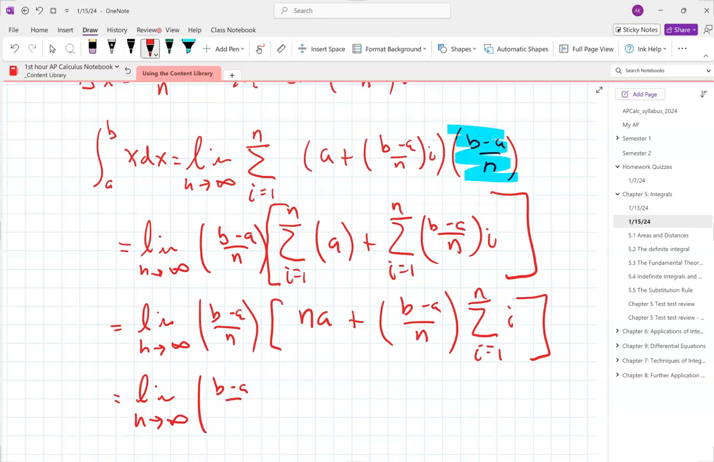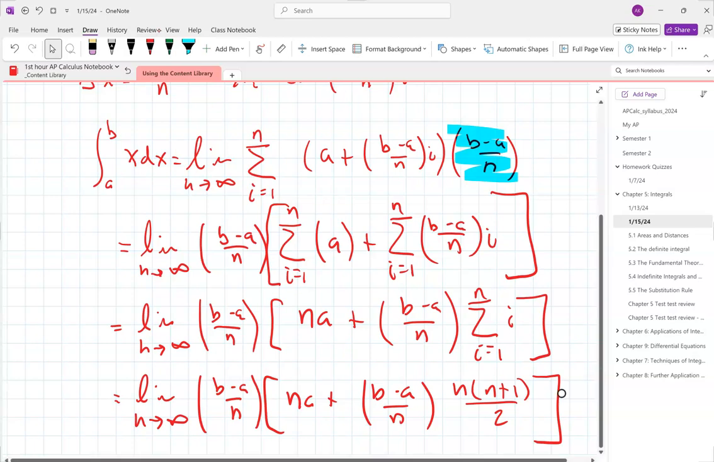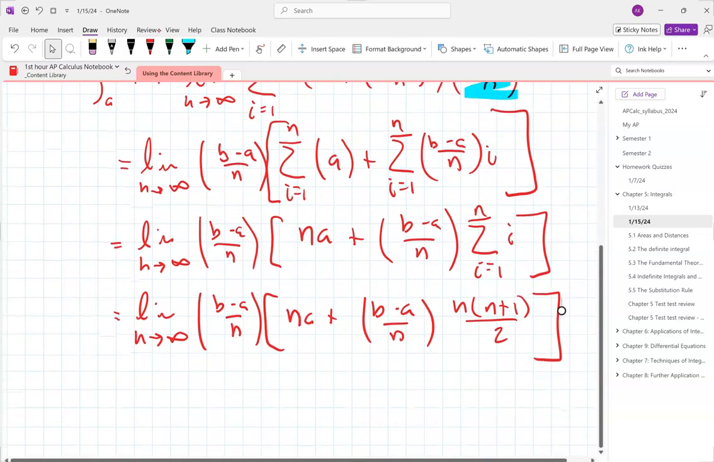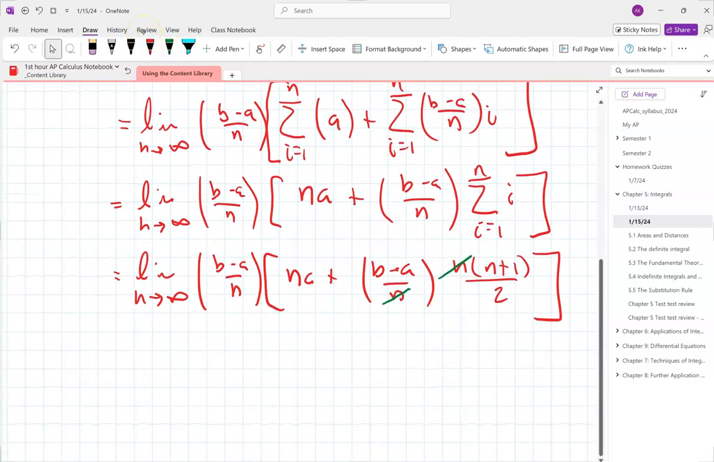Go ahead and do some more rewriting. And the sum of i, from 1 to n, is n times n plus 1 over 2. That was one of those identities that was given to us in the textbook in that section. So now it's just going to be like an exercise in cleanup here a little bit. So those guys are going to cancel out. And let's see where we're at here.